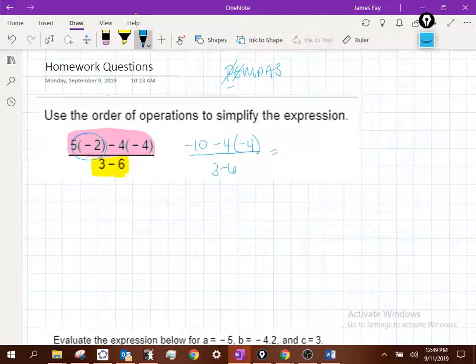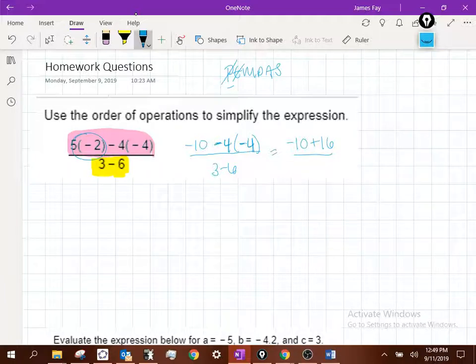Okay. But now, as I go through order of operations again, what's the next thing to do? Do I do this subtraction here, or do I do this multiplication? I do that multiplication. So what's a -4? Remember, we always have to use the sign out in front. What's a -4 times a -4? Positive 16. So we got -10 plus 16.